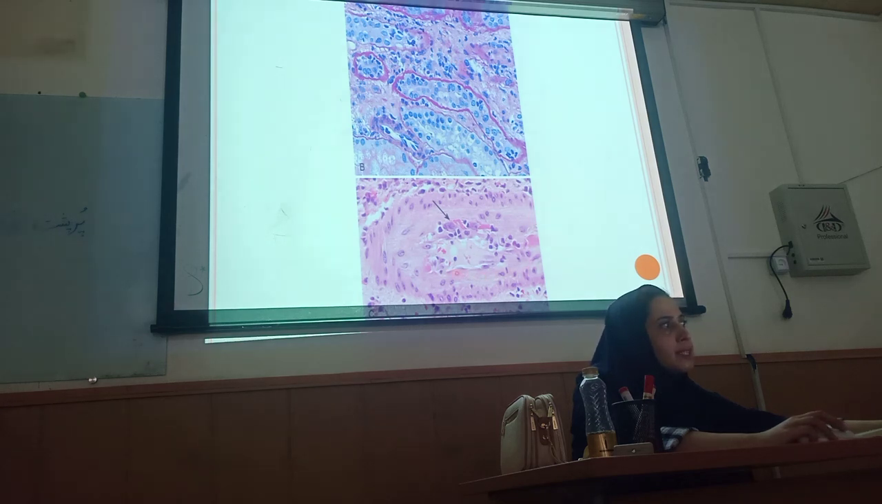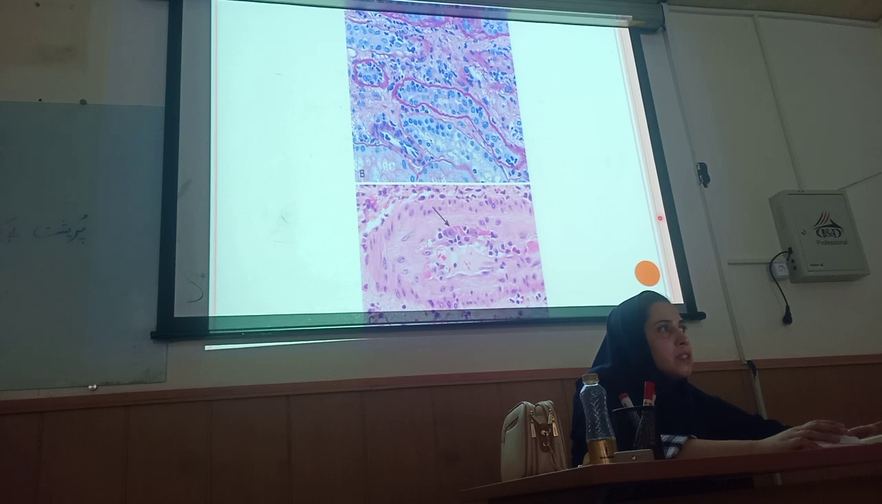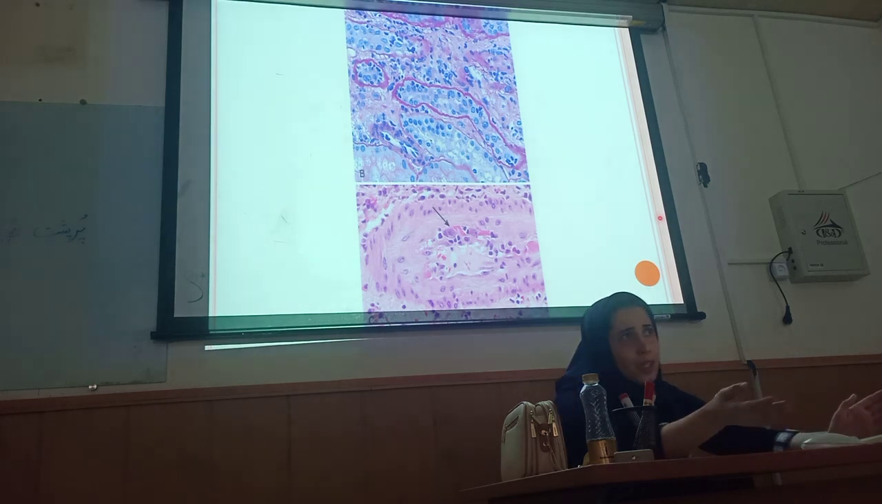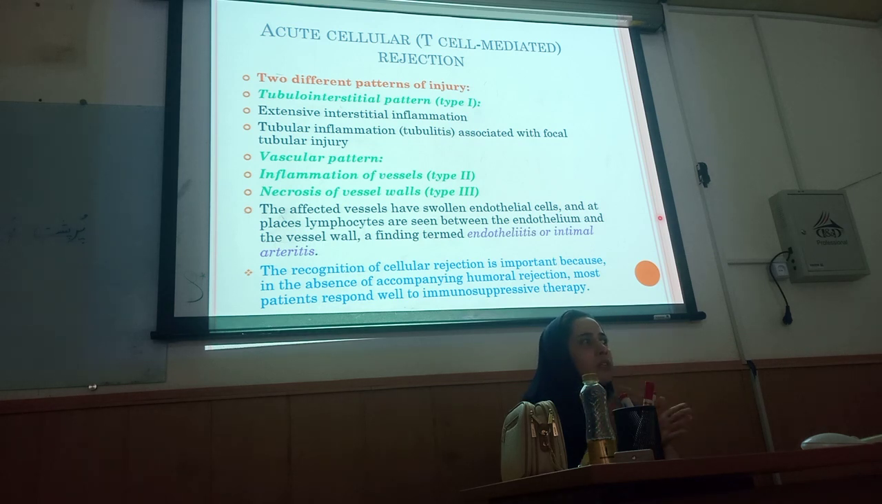And what is this? This is a vessel. And you also have lymphocyte infiltration in the vessel's wall. So this is a kind of cellular rejection, the acute form, which affects the interstitial tissue or the vessel. And why is it important to us? For example, whether it is cellular rejection or humoral rejection.